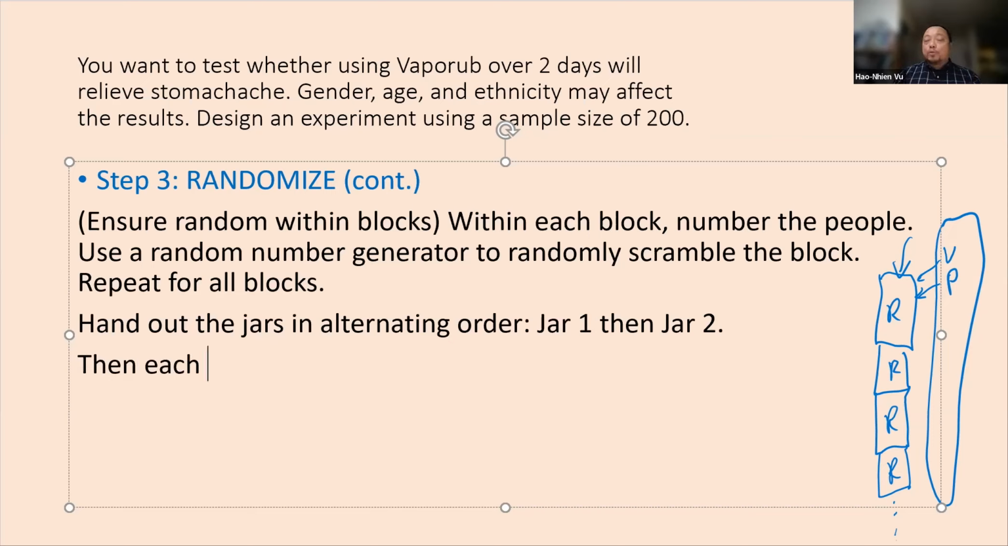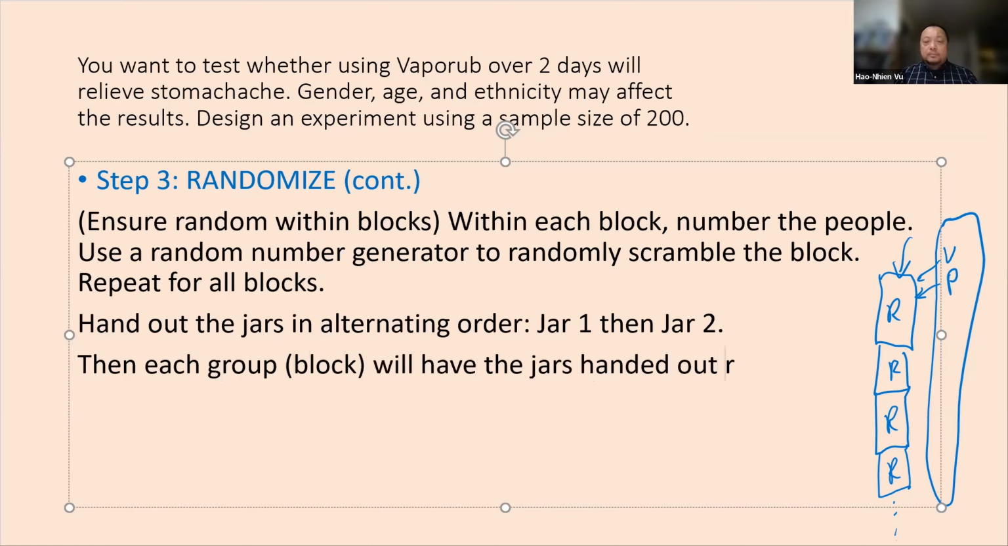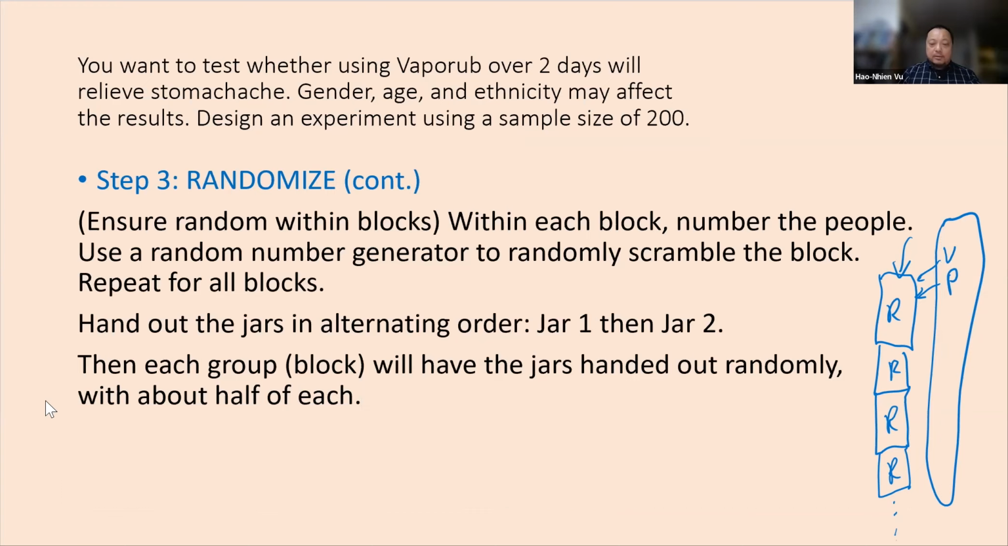Then each group will have the jars handed out randomly, each block, with about half of each. So I have my randomization that's nicely, evenly divided. Scrambling the list and then assigning the treatments in order is a standard way of answering an exam question on randomizing within a block.